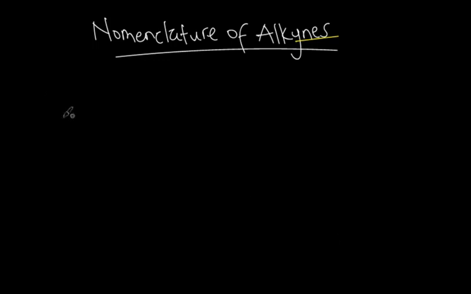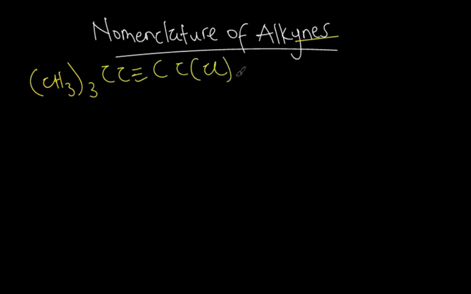Let's look at the second example that we have. We have CH3, 3 outside, then we have C triple bond to C, then C with Cl2, then CH2, CH3. So this is our molecule and we are supposed to name it. First of all, let's draw the structure.